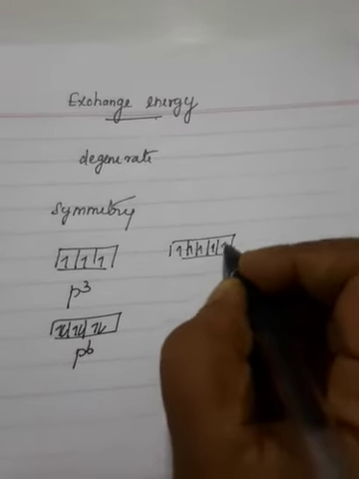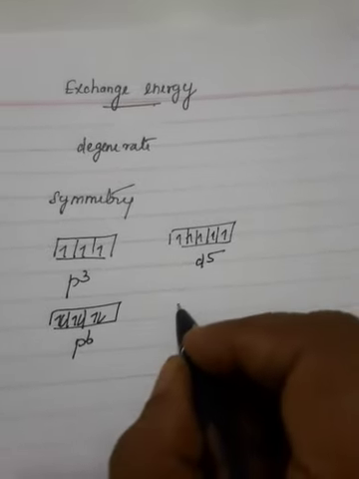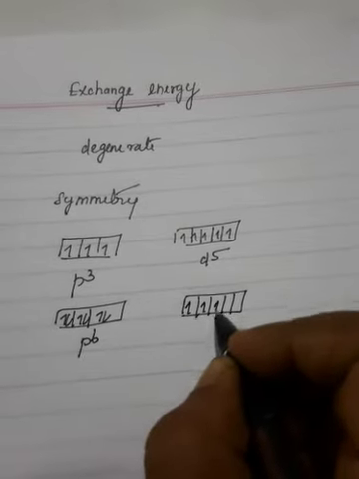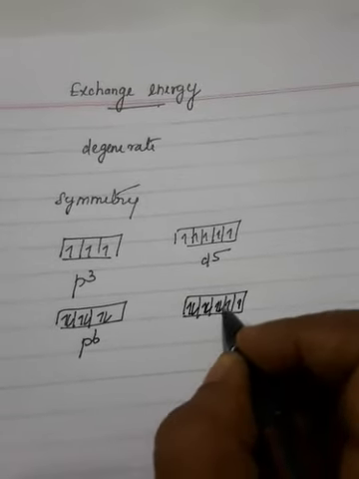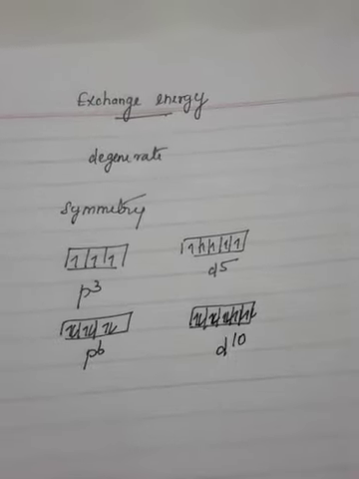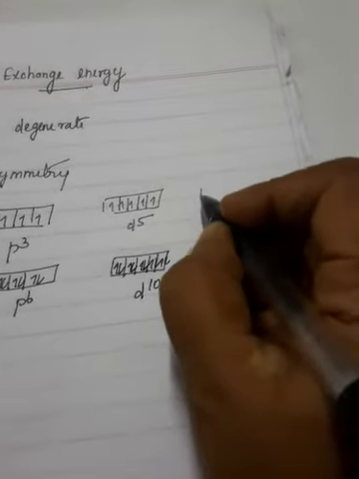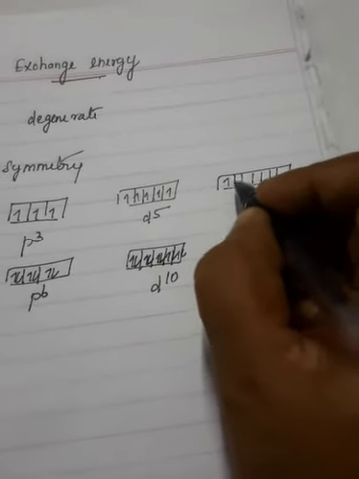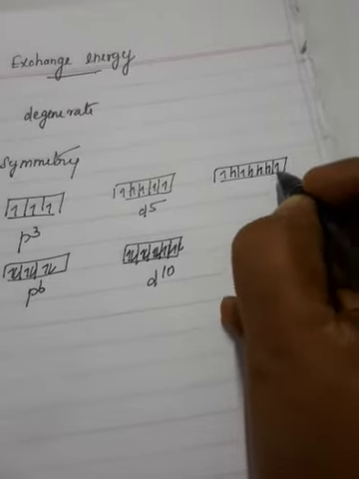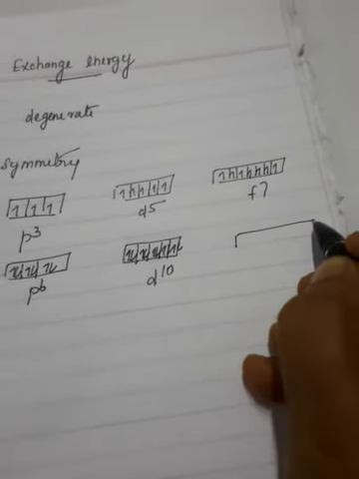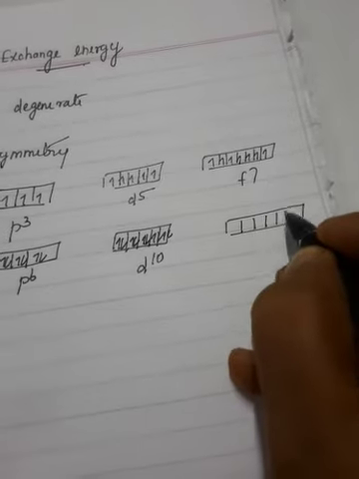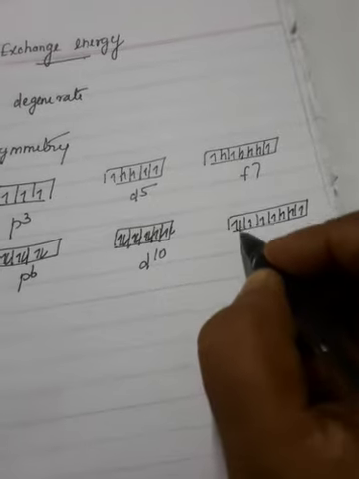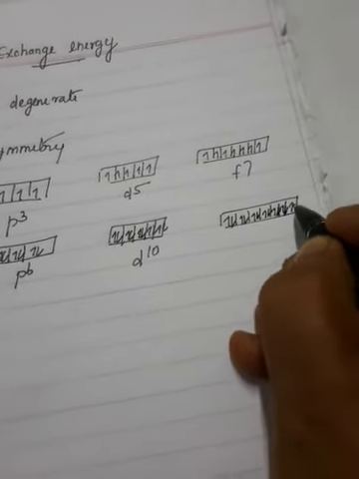D5: 1, 2, 3, 4, 5. D10: 1, 2, 3, 4, 5, 6, 7, 8, 9, 10. Similarly, f7: 1, 2, 3, 4, 5, 6, 7. F14: 1 to 7, then 8, 9, 10, 11, 12, 13, 14.